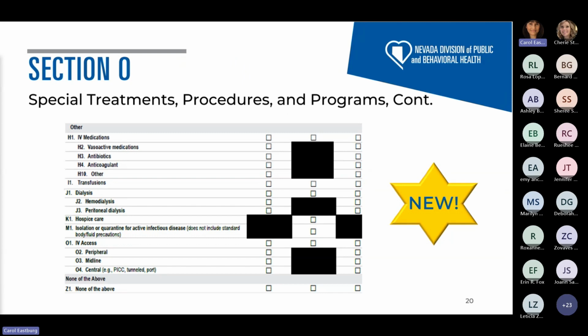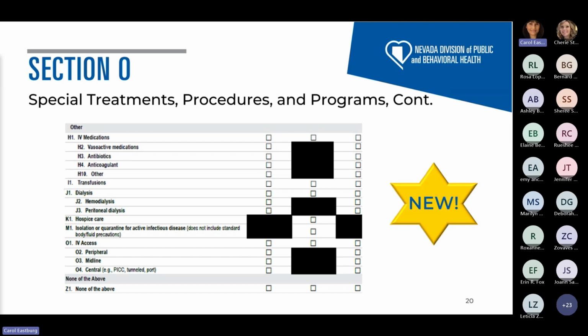Next, we have the section labeled Other, where we find IV medications as before, except now they're categorized as H2 vasoactive, H3 antibiotics, H4 anticoagulant, and H10 other. The category of other should be checked if the resident received any IV medication not covered in the previous categories during the first 3 or the last 3 days of the stay.